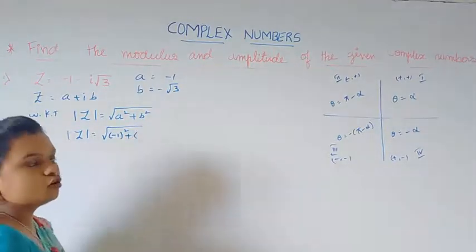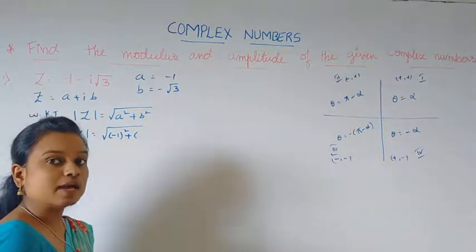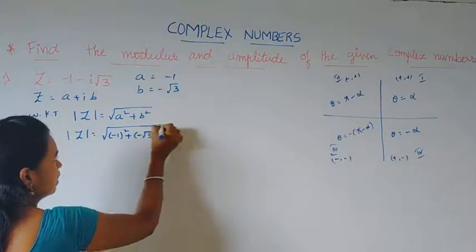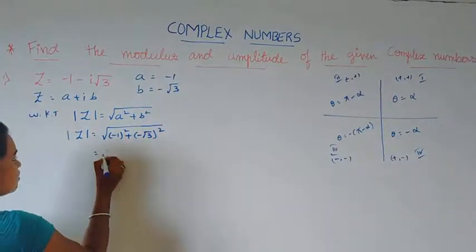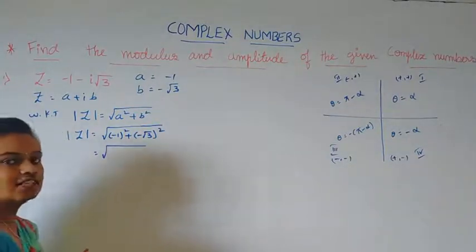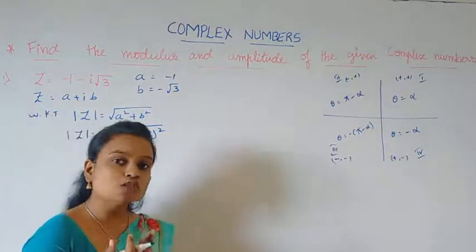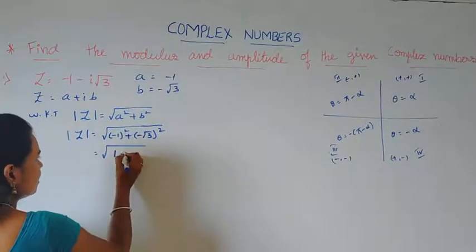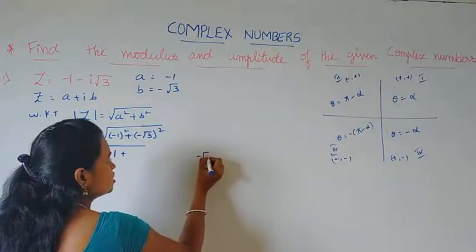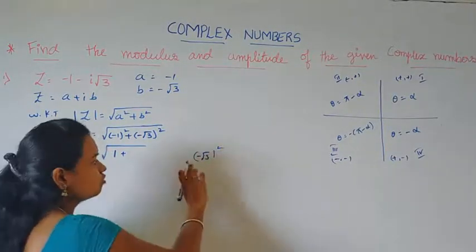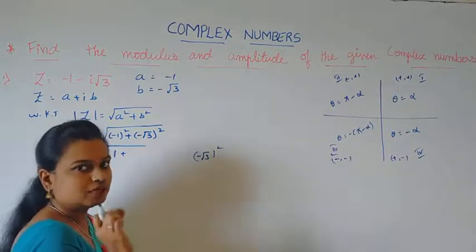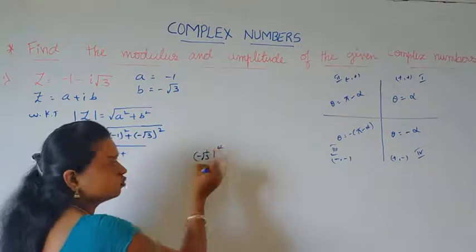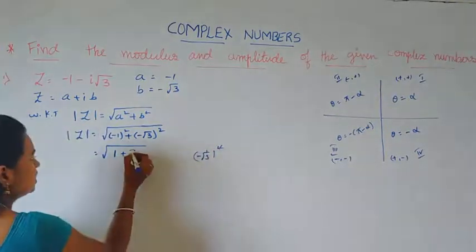So what is the value of b here? b is minus root 3. So minus root 3 the whole square. Okay, simplify this one. So square root of -1 the whole square. -1 the whole square becomes +1. So +1 plus, here we have minus root 3 the whole square. Minus into minus becomes plus. Root 3 the whole square, square root and root gets cancelled, right? So the remaining is 3.